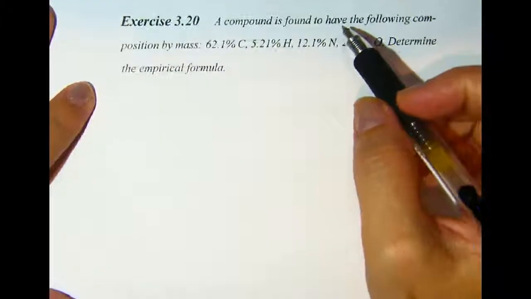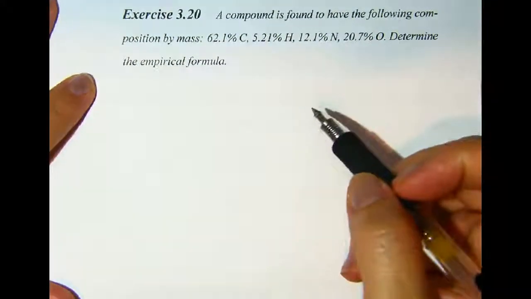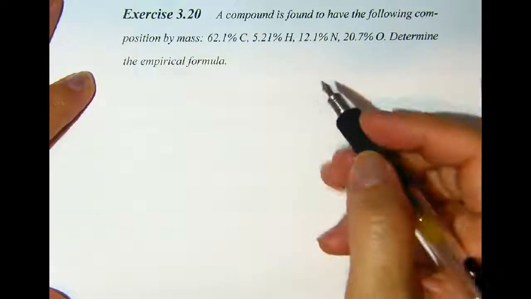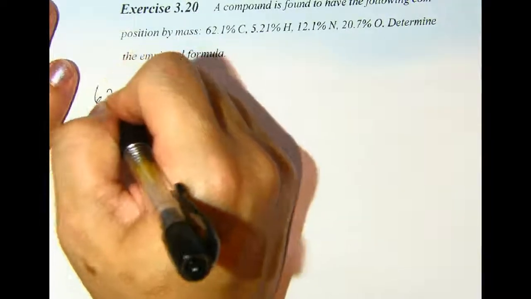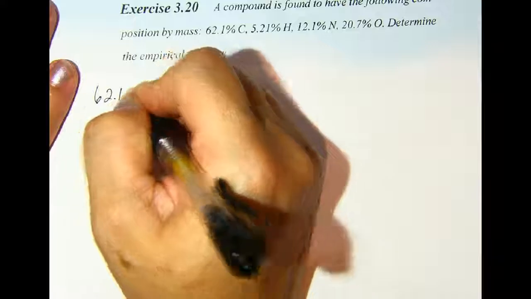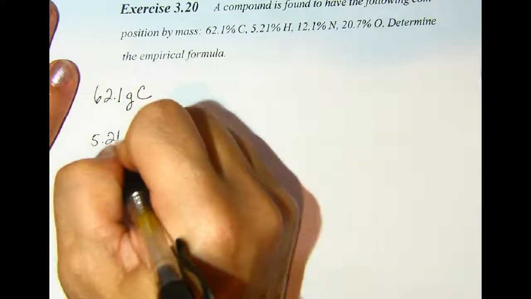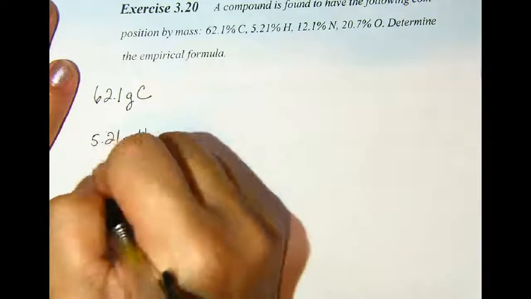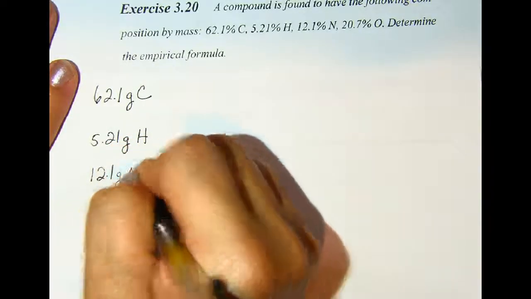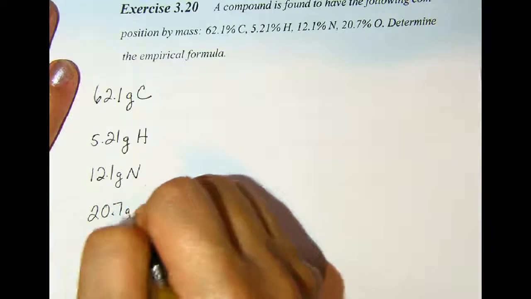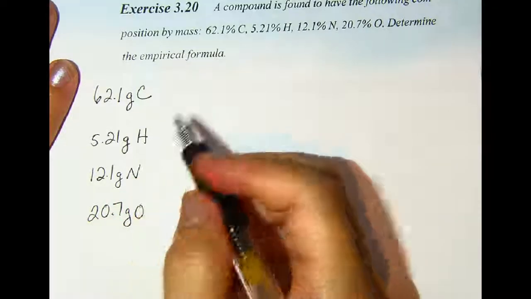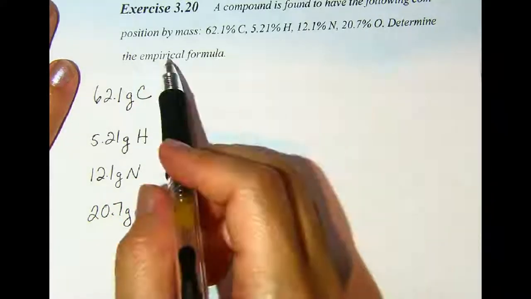So exercise 3.20, a compound is found to have the following composition by mass. We'll have 62.1% carbon, or go ahead and change the percent to grams, 5.21 grams of hydrogen, 12.1 grams of nitrogen, and 20.7 grams of oxygen. So remember, percent to mass, we want to determine the empirical formula.